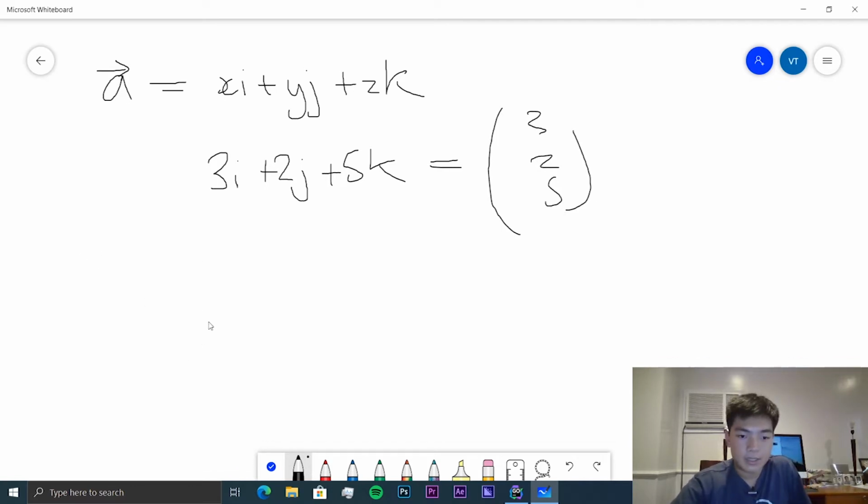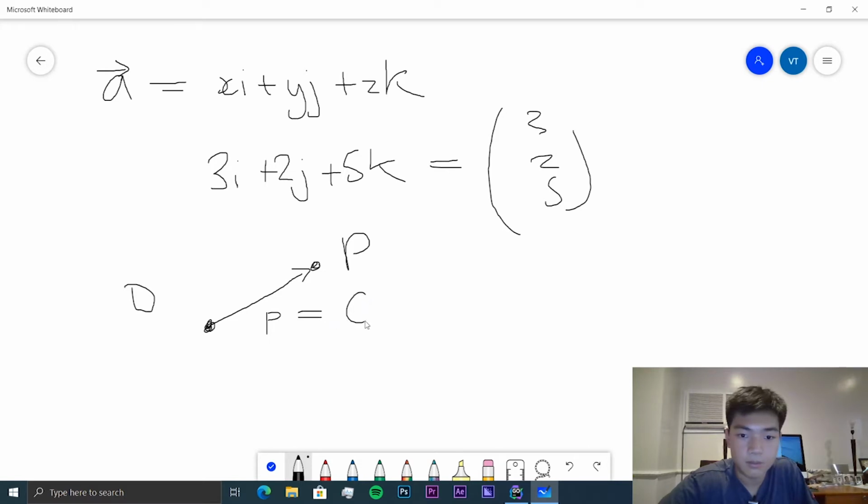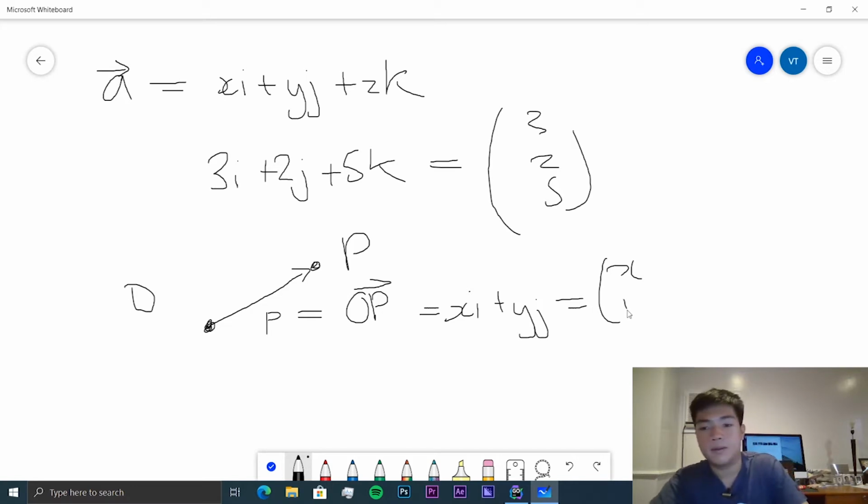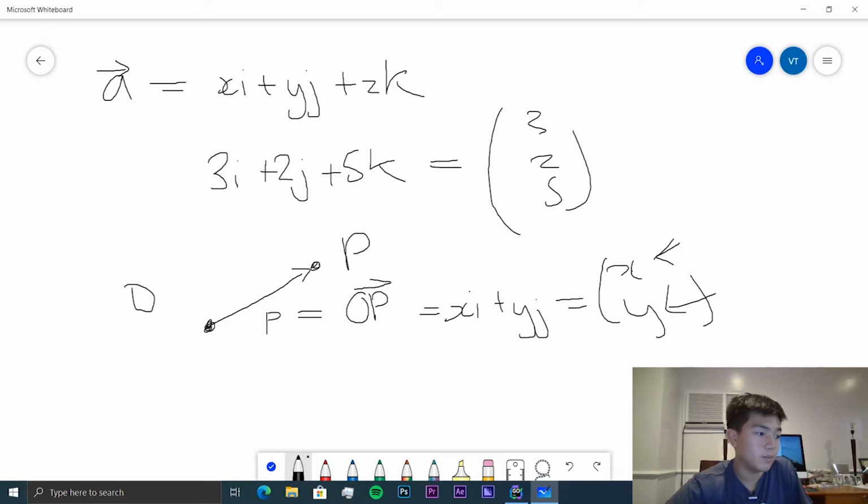A vector that has a starting point at the origin and an endpoint at any point in the plane, or in space, is called the position vector of this point. So if this is the origin, then this vector is called the position vector. We write that this vector, from the origin to the position, is equal to xi plus yj, or the column vector (x, y), where x is the horizontal component and y is the vertical component.